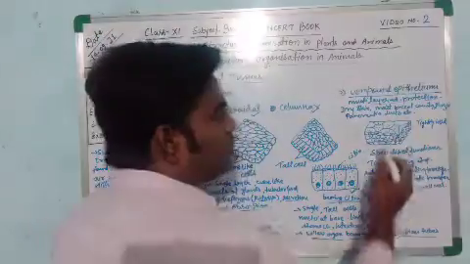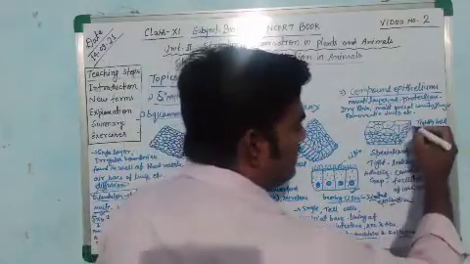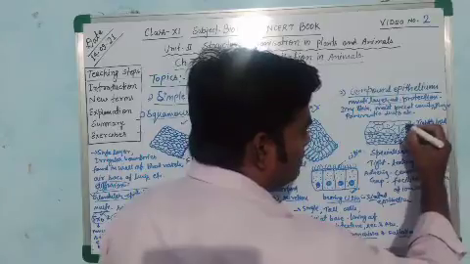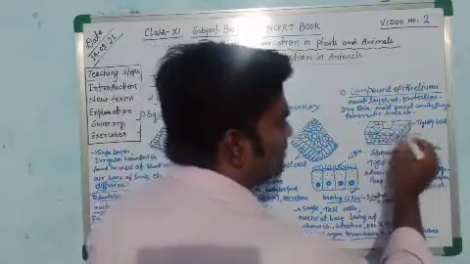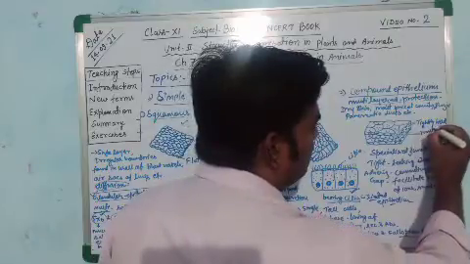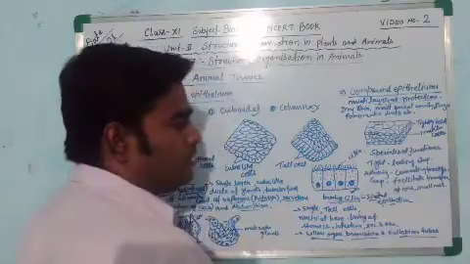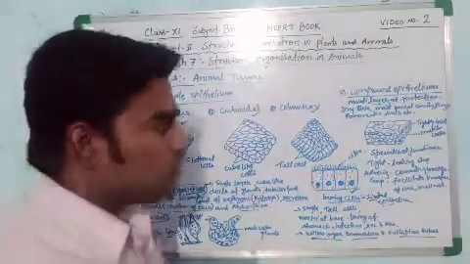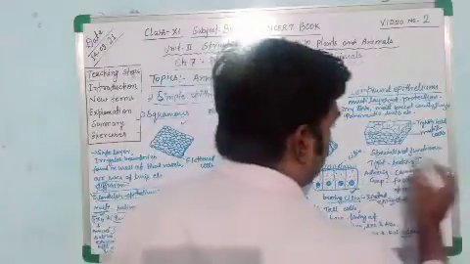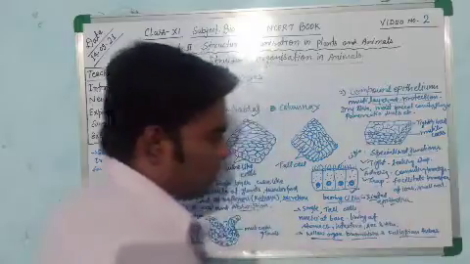So this is the structure of compound epithelium. All the cells are tightly held together. These are multi-layered cells, tightly held together. They also possess specialized junctions, namely tight junction, adhering junction and gap junction.